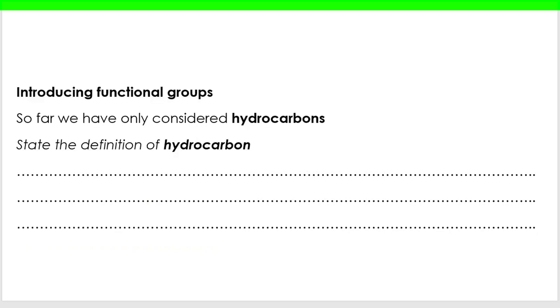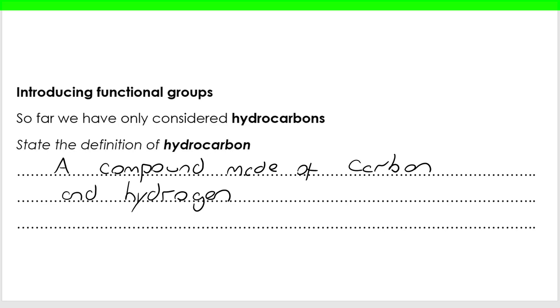Okay, let's go on and look at some more complicated ones. But first, let's deal with some key information that you should hopefully be bringing from GCSE. What is the definition of a hydrocarbon? So a hydrocarbon is a compound made of carbon and hydrogen.